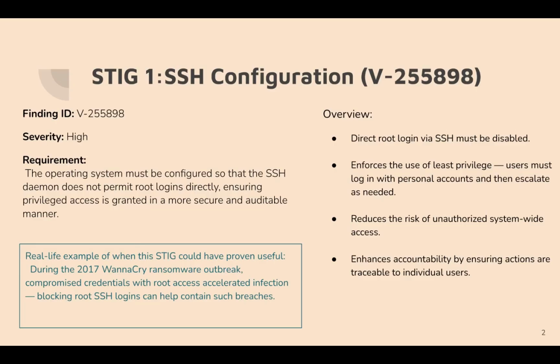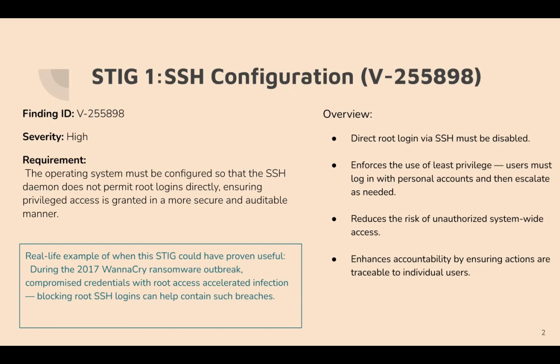The first thing we're going to talk about is SSH configuration. This one has a high severity level and it requires that the operating system must not allow direct root login through SSH. The idea is to enforce least privilege. Users have to log in with their personal accounts first and then escalate access only if needed. This helps reduce the risk of unauthorized system-wide access and makes actions traceable to individual users.